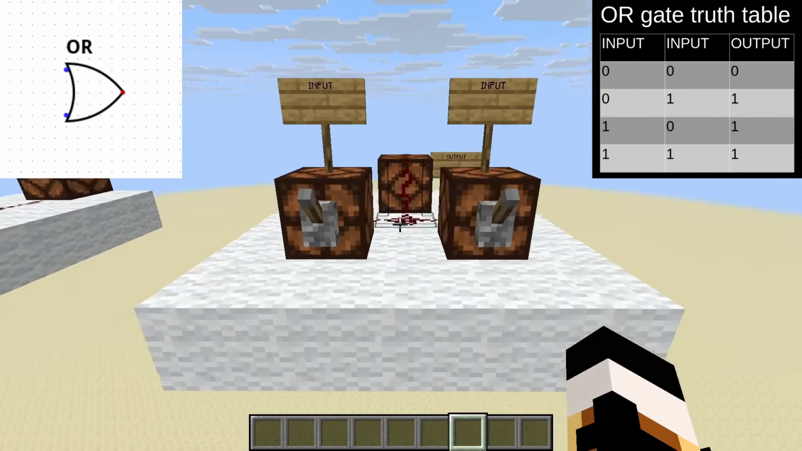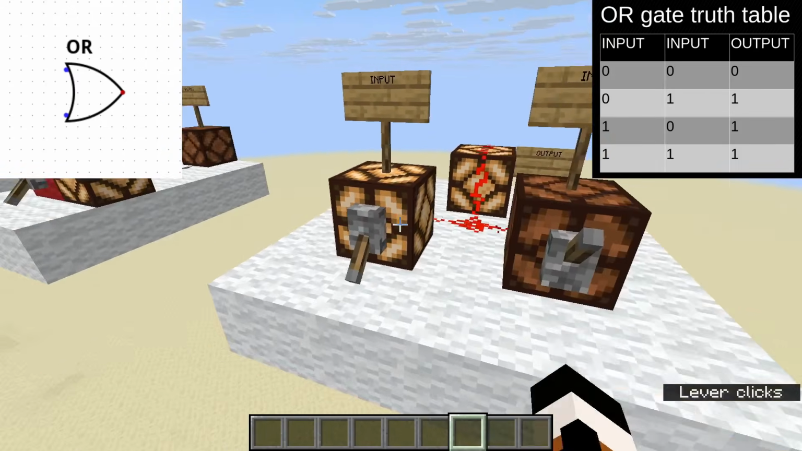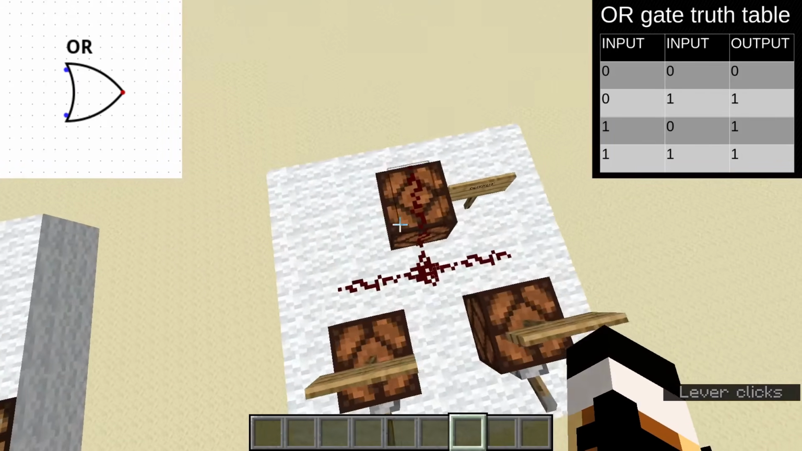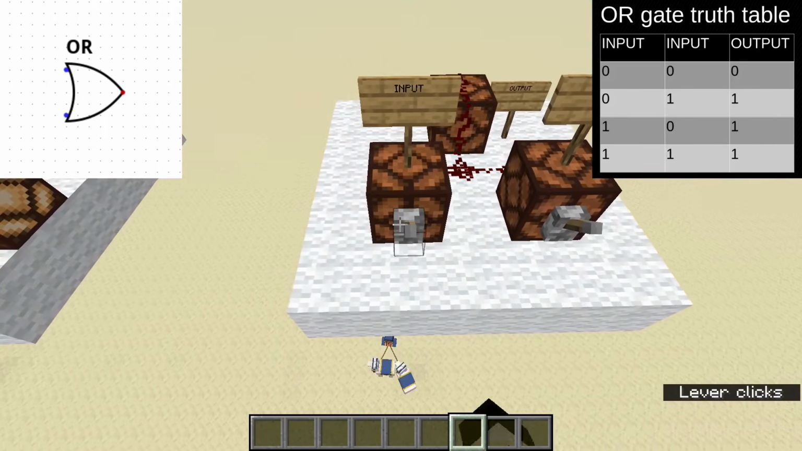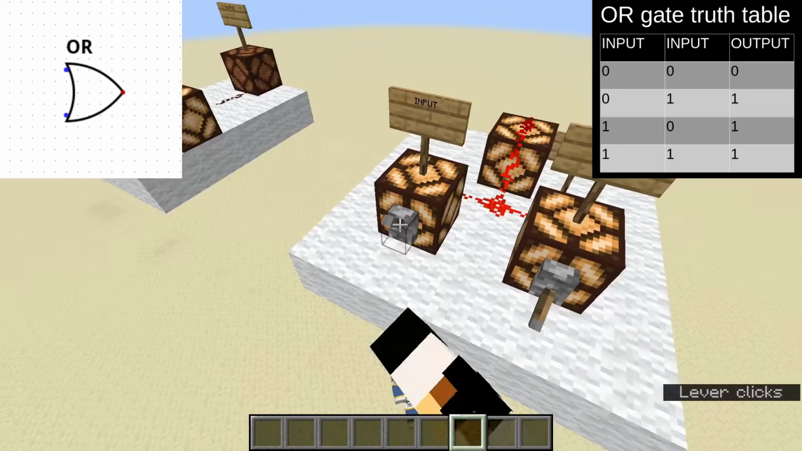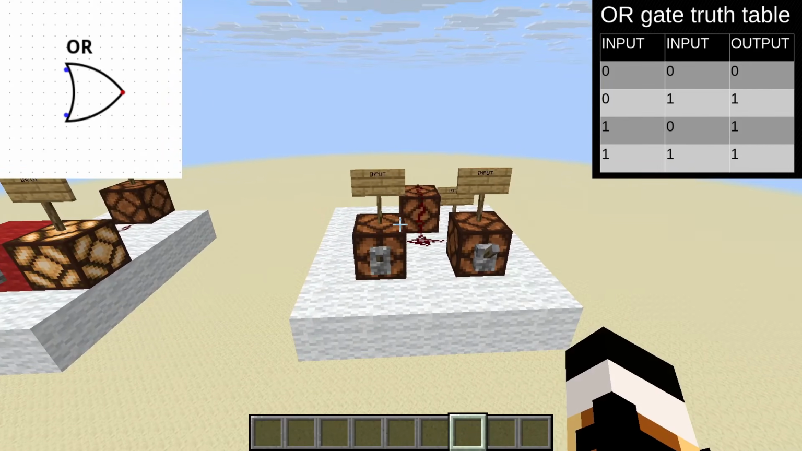Let's now look at an OR gate, and I promise this is very relevant. This gate has 2 inputs and 1 output. If either input is a 1, the output is a 1. The output is also a 1 if both inputs are 1, which was confusing for me at first, but it makes sense once you think of the OR gate as turning on when at least one input is on.